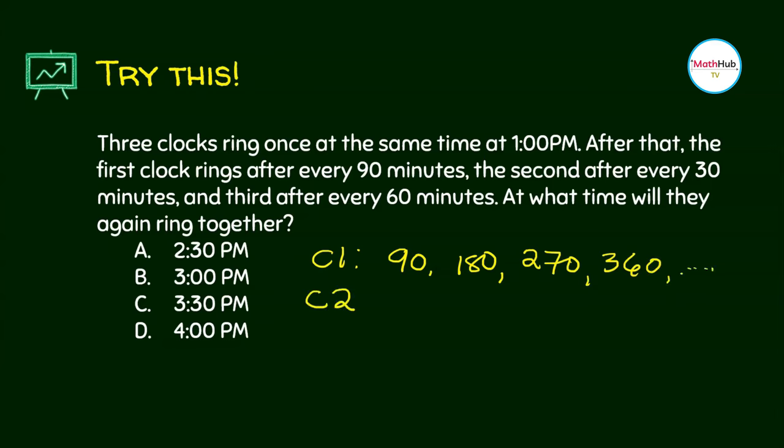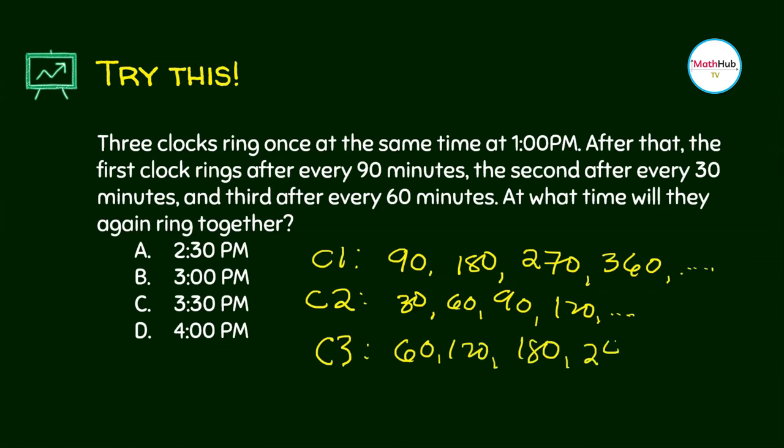For clock 2, every 30 minutes, so at the end of 30, 60, 90, 120, and so on. Clock 3, every 60 minutes. So 60, 120, 180, 240, and so on, right? At what time will they again ring together? Can you imagine now what kind of problem this is? We are looking for the LCM of 30, 60, and 90. And what would that be?